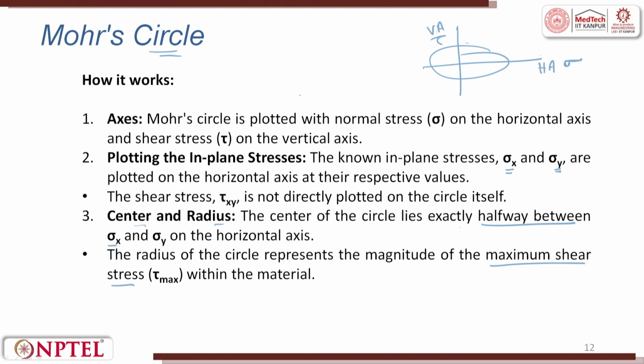So, you should understand Mohr's circle will have a horizontal axis for stress sigma and a vertical axis tau. Then since I said circle, a circle will have a center point and a radius. So, now we are trying to understand where the center point will be and what the radius will be. The radius of the circle represents the magnitude of the maximum shear stress tau max within the given material.